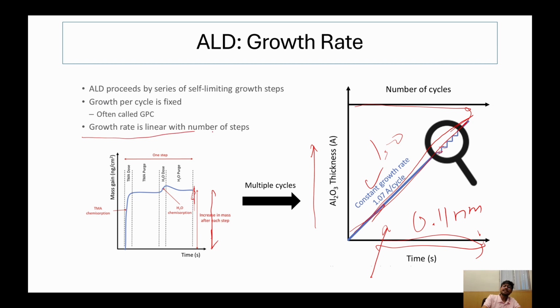And the growth rate is linear with the number of steps. You can see the growth rate is linear. That is the beauty of this ALD process. It doesn't depend on the pressure that much, because this is a self-limiting process. It does depend on the temperature, because a certain window should be there, but within that window the growth rate will be constant. It won't depend on the temperature there. We will see that.